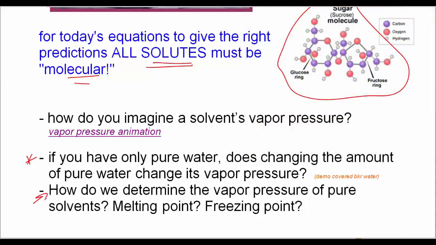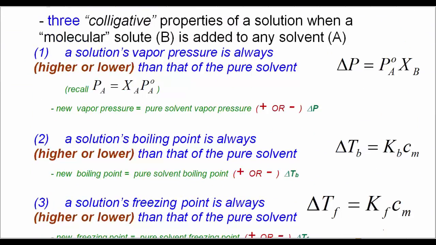How do we determine vapor pressure of pure solvents? Or melting points, or freezing points? Well, we use tables, right? For the pure, but when you add a solute, there's not a table for that. Too many permutations. So there's 3 colligative properties of a solution when a molecular solute, and they're going to be calling those capital B, is added to any solvent, capital A. And colligative just means the more you add, the bigger the change.